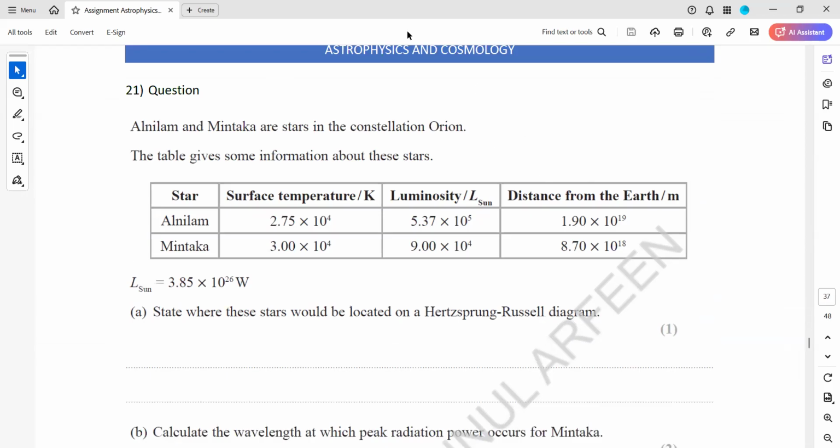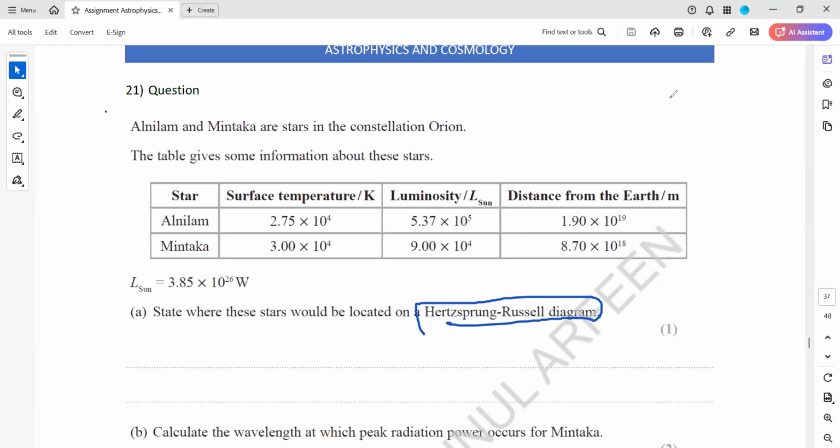The next is question 21. Alnilam and Mintaka are the stars in the constellation Orion. The table gives some information about these stars. You can see the surface temperature, the luminosity, and the distance from the Earth. And it asks where these stars would be located in an HR diagram.